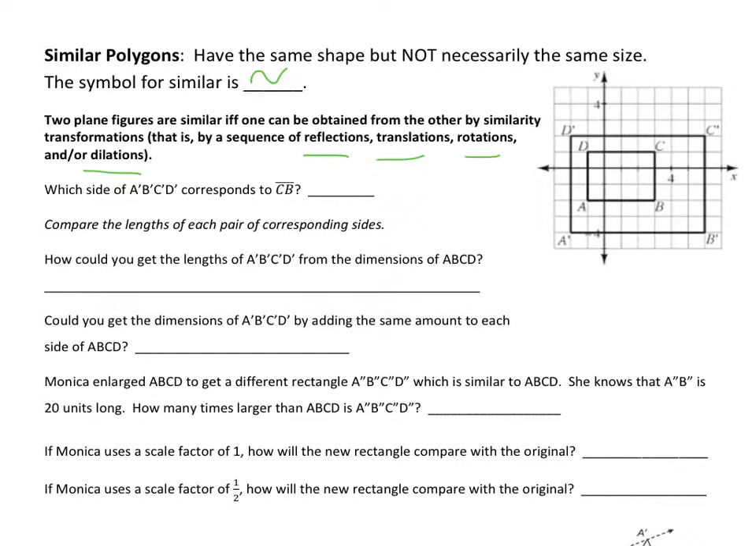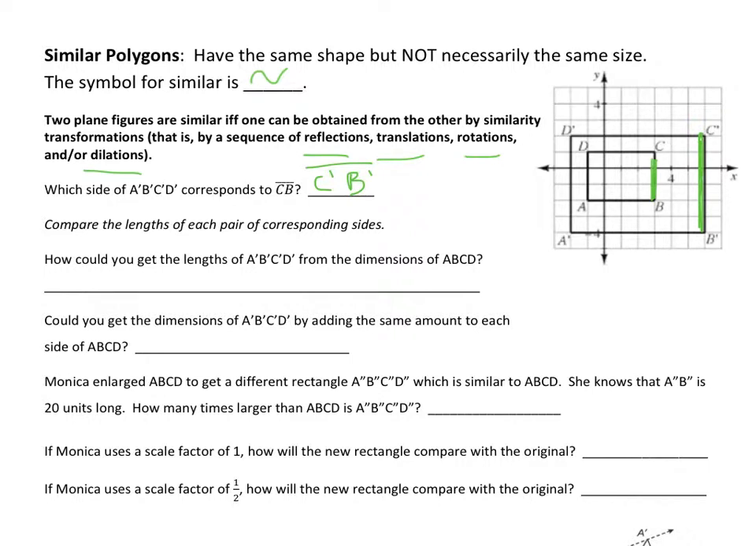Which side of ABCD corresponds to segment CB? If we're looking at this segment, okay, so which side of ABCD corresponds to CB? You have CB. This is the segment that would correspond to it. Now remember, though, we would have to make sure we put those apostrophes next to them to show specifically which rectangle we're talking about.